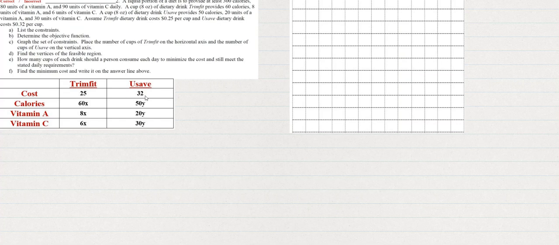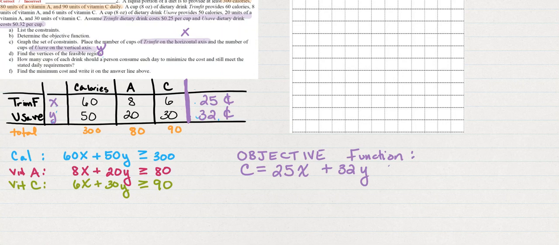In this next example, once again, I have written out a chart, and I'm going to write the equations that I can use for each of those charts. Pulling the information out of the problem, I can write these constraints. So I've organized the information in this chart, the calories, the vitamin A, the vitamin C, the total number of calories, vitamin A and vitamin C that are needed. So I could write the constraint for calories, 60 times the number of TrimFit servings, plus 50 times the number of U-Save servings, has to be greater than or equal to 300, because that's the calories. 60 calories for every serving of TrimFit, 50 calories for every serving of U-Save.